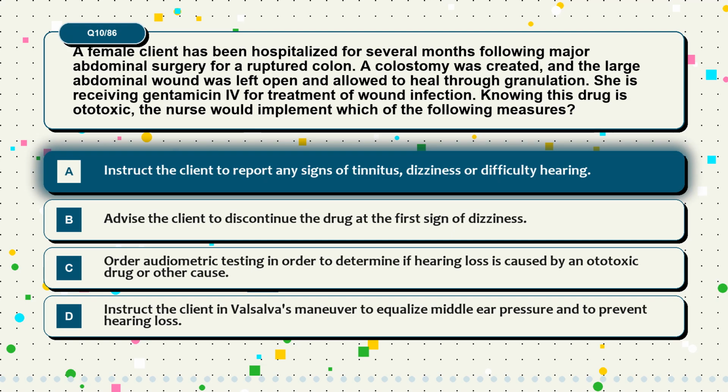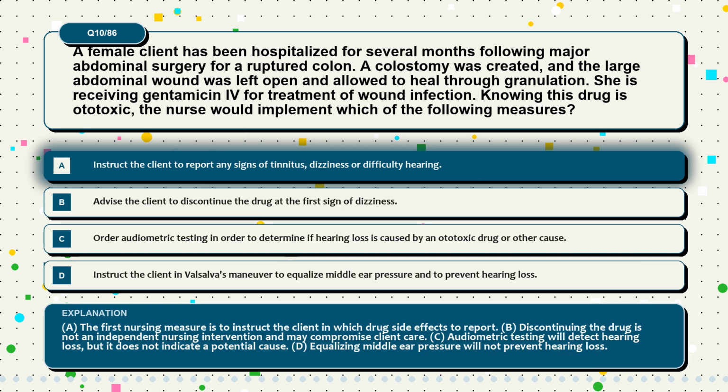The correct answer is option A. Instruct the client to report any signs of tinnitus, dizziness, or difficulty hearing. The first nursing measure is to instruct the client in which drug side effects to report. B. Discontinuing the drug is not an independent nursing intervention and may compromise client care. C. Audiometric testing will detect hearing loss, but it does not indicate a potential cause. D. Equalizing middle ear pressure will not prevent hearing loss.